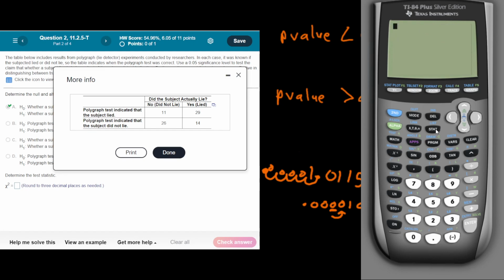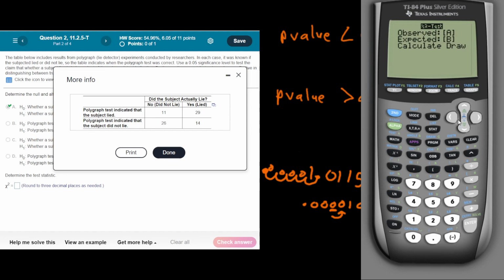And yeah, there is a function for this. We're going to go to stat. We're going to go to tests. And we're going to hit the up arrow because the chi-square test is all the way down here, letter C. So yeah, chi-square test.